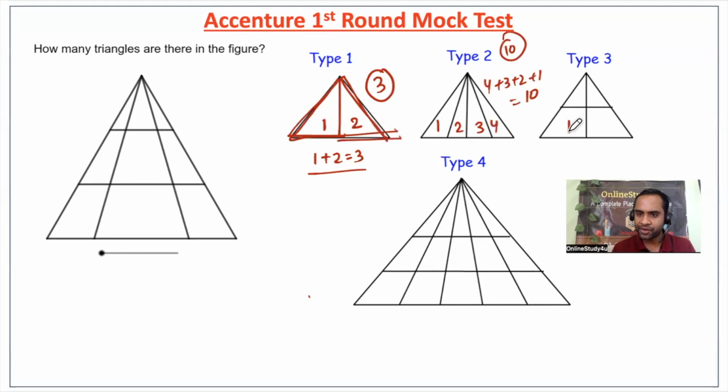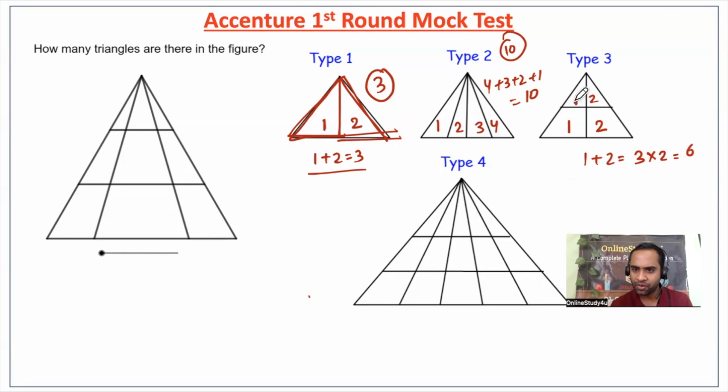Okay, now here you put 1 and 2. So 1 plus 2 will be 3. But we have two more similar like this, right? So 3 into 2, you can write 6, right? So 1 and 2 is what? 3. And now we have two similar boxes, multiply by 2, right?